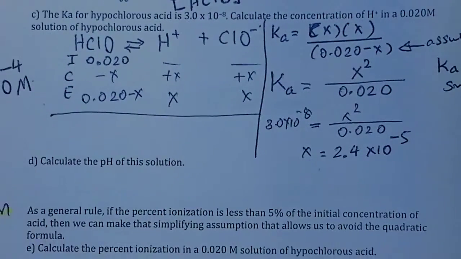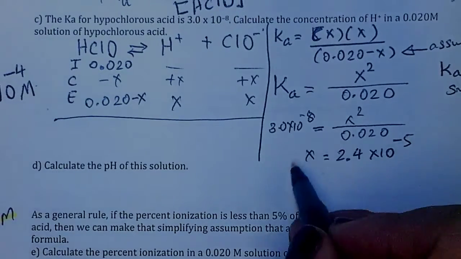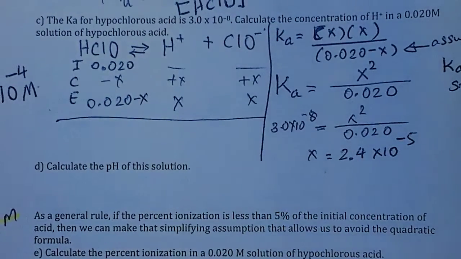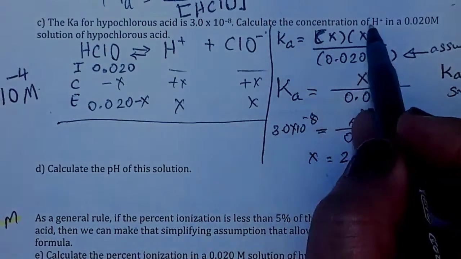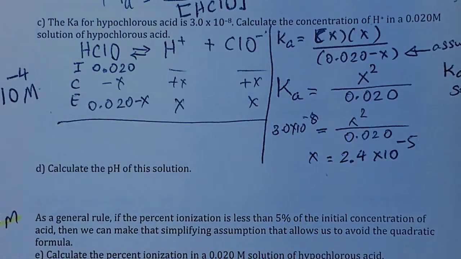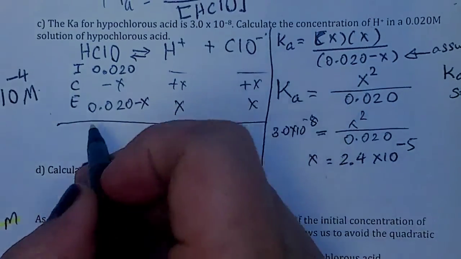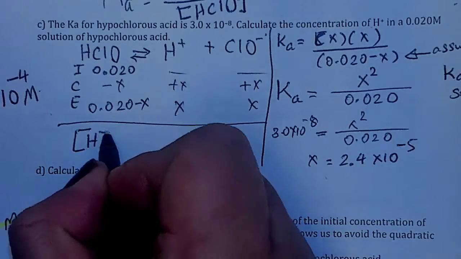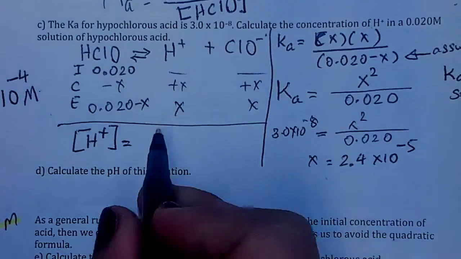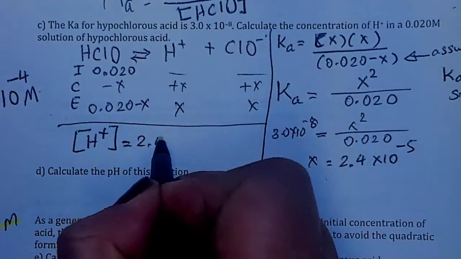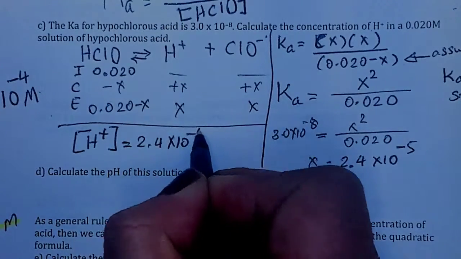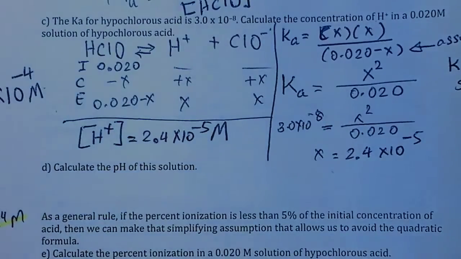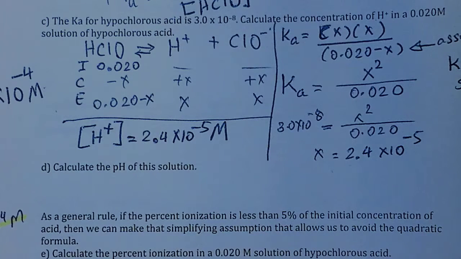So you have the x. Now you have to go back and figure out the concentration of H plus. Please do not leave it there. Like I said, your final answer is the concentration of H plus, which is equal to x, which means 2.4 times 10 to the negative 5 molarity. See how it goes? Do not leave it as that.